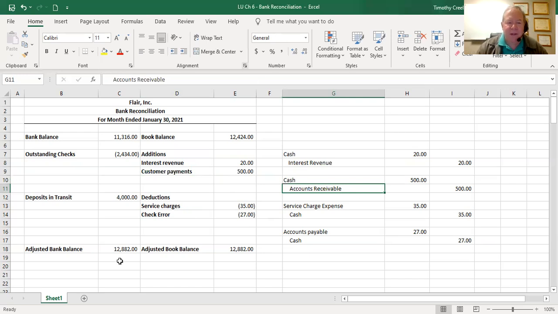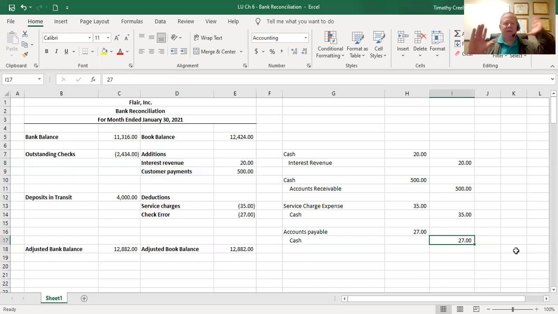Now, notice that everything that was an addition to cash here, we debited cash for. Down here for the deductions, like the service charge, we would debit bank charge expense or service charge expense for that amount. And in this case, we credit cash. Since this is a deduction to cash, we're going to credit, or reduce, the cash balance. And for the check error, a lot of times it's going to be accounts payable because maybe we're paying a utility bill or something of that nature. So I debited accounts payable and I credited cash for the amount related to the check error.